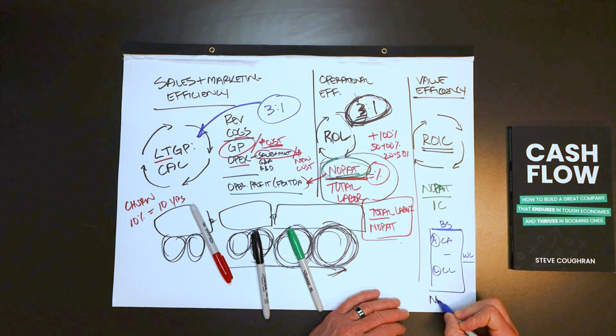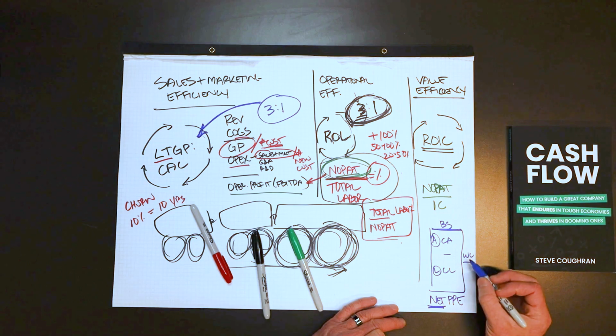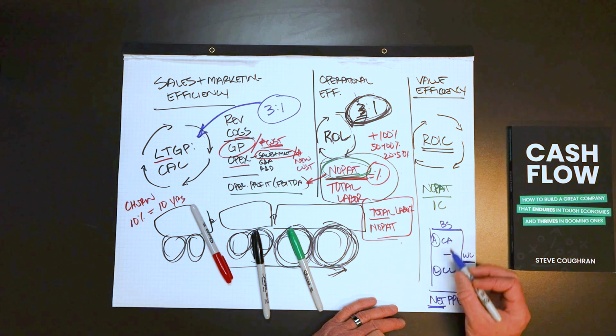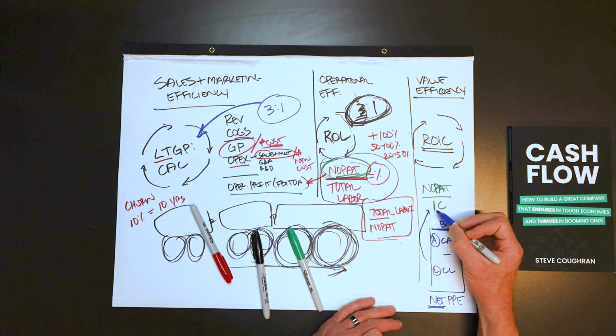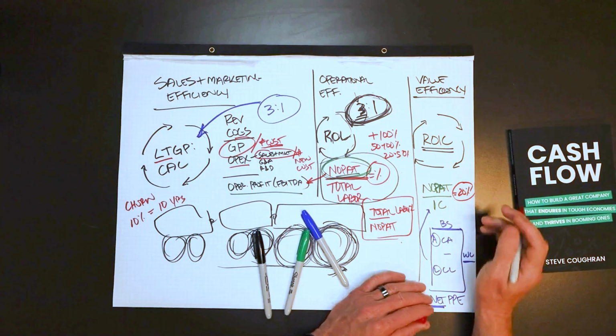Then you'll also want to find your net property, plant, and equipment. This is just your investment in things like your building, your trucks or vehicles, your machinery, et cetera, to run the business. And I say net because you're going to want to take out depreciation. So take your working capital and your net PP&E, add it together, and you get invested capital. Do the math, and let's just say you're earning a 20% return on invested capital.